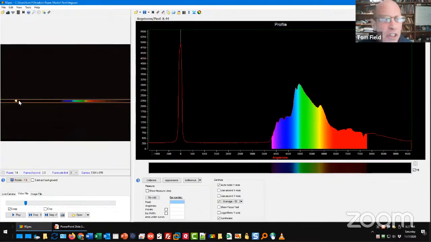That peak is the star, and this thing here is that. And see that gap right there? It's that dip. That's oxygen in the atmosphere. And that dip there in the robin egg blue, what do you suppose that is? That's our hydrogen beta line.